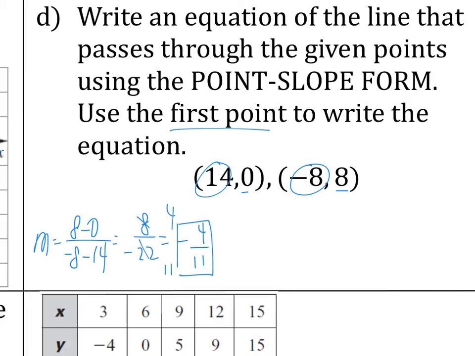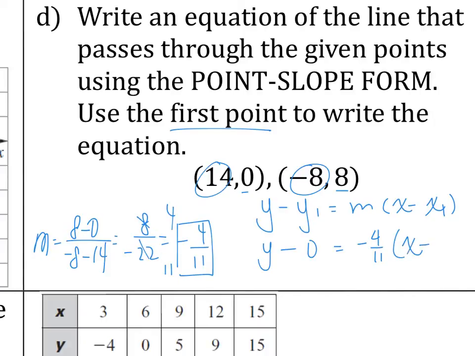And now it says to use the first point, so I'm going to set it up. I'm going to rewrite y minus y1 equals m times x minus x1. Now, you don't have to write this if you don't want to. I'm just writing it to show you what I'm doing. So y minus 0 equals the slope negative 4 over 11, x minus 14. So we're going to have to simplify this. Y equals negative 4 over 11 multiplied by the difference of x minus 14. And you have your equation of the line in point slope form.